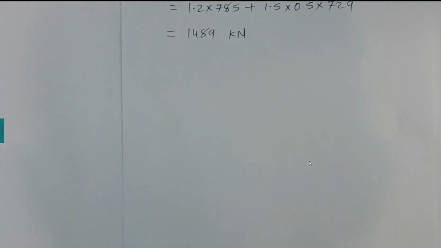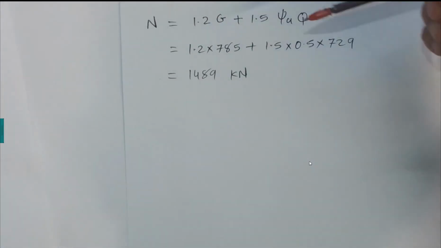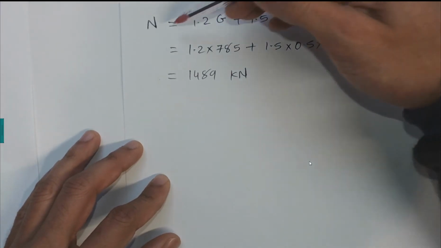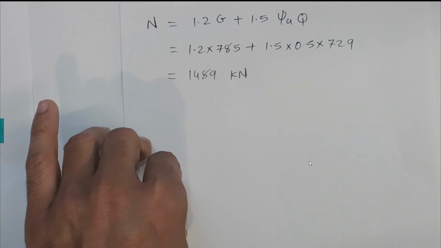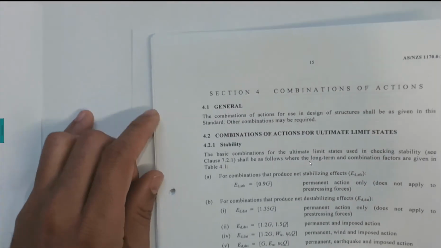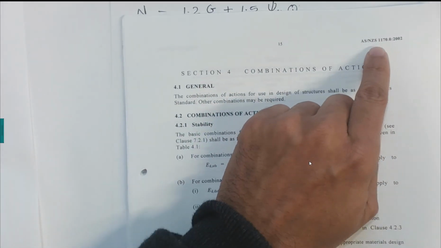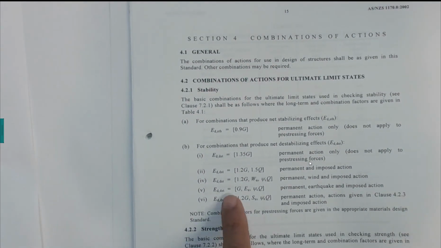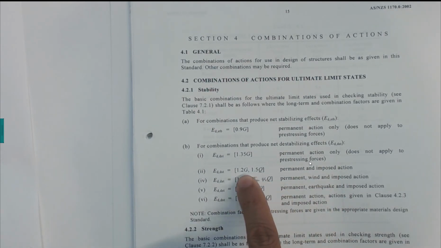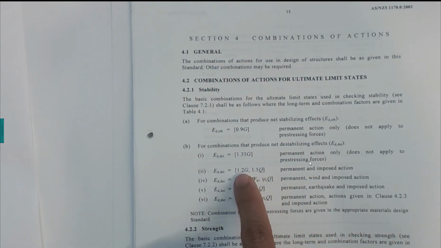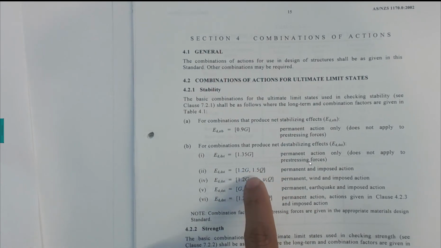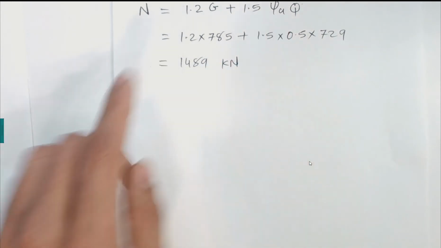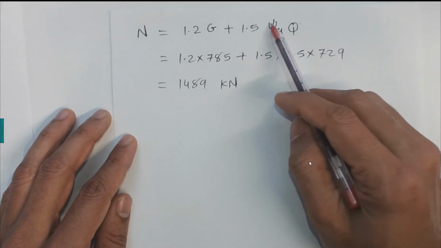Now once you calculate the dead load and live load, we have an equation to calculate axial load. That equation you can find in another standard, AS NZS 1170.0, where it says that when you have a dead load and live load, we have 1.2 G plus 1.5 Q. G is the dead load, Q is the live load, but we need to multiply by the reduction factor here, as the example is asking to reduce the live load for the area reduction factor.